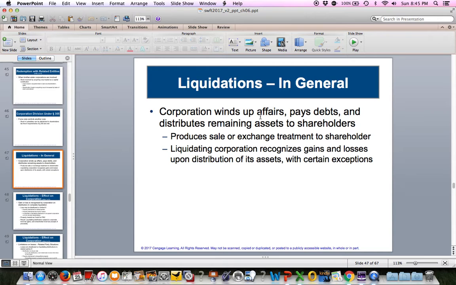Okay, liquidations. There's some information in the chapter, bottom of page 14 and page 15, about liquidations. A corporation winds up affairs, pays debts, and distributes remaining assets to shareholders. So basically they decide to liquidate. This produces sale or exchange treatment to a shareholder. The liquidating corporation recognizes gains and losses upon distribution of its assets with certain exceptions.